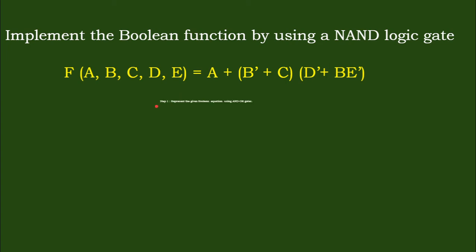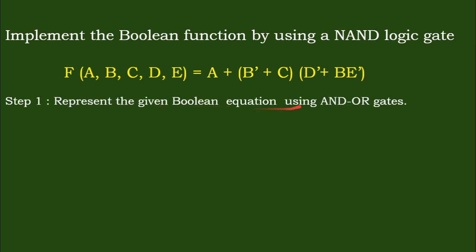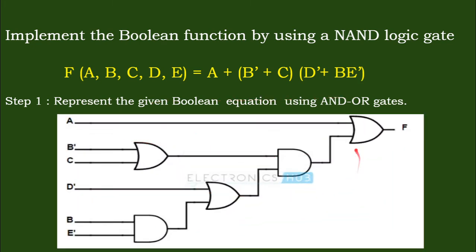For that, first of all, we have to find the AND-OR form, because we know that basically we have AND and OR operations here. So we have to find the AND-OR equation first. The first step is to represent the Boolean expression using AND-OR gates. This is the procedure to change the given function into an AND-OR gate circuit.